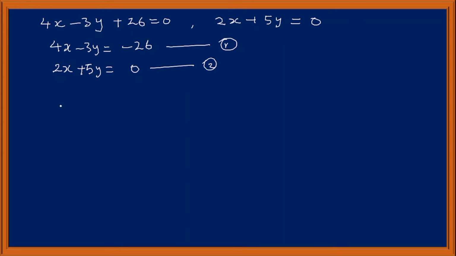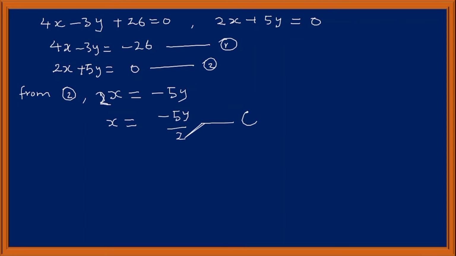So the same thing we did before, I'm going to make x the subject of formula from any of the equations. So I'll use equation 2. From equation 2, if I make x the subject of formula, 2x is equal to, take 5y to this side, negative 5y. Divide both sides by 2, x will be equal to negative 5y divided by 2. So I call this my equation number 3.